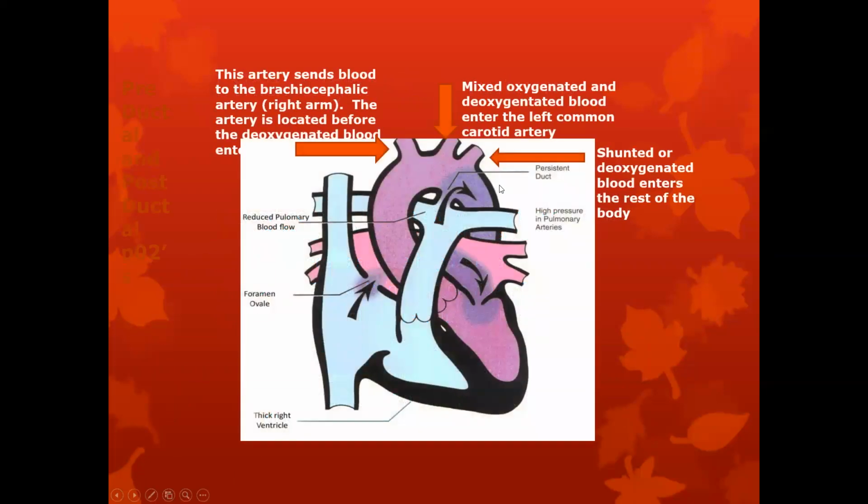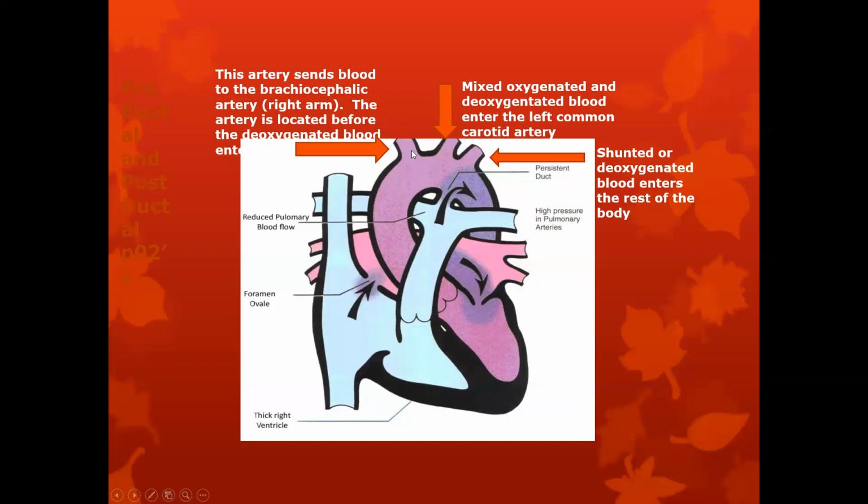All right, so this is showing the aorta and where the ductus arteriosus is located. It's located kind of where the aorta starts to arch downward. So when you have deoxygenated blood in the pulmonary artery and the pressures are so high, it's pushing the blood into the aorta. The blood enters the aorta.